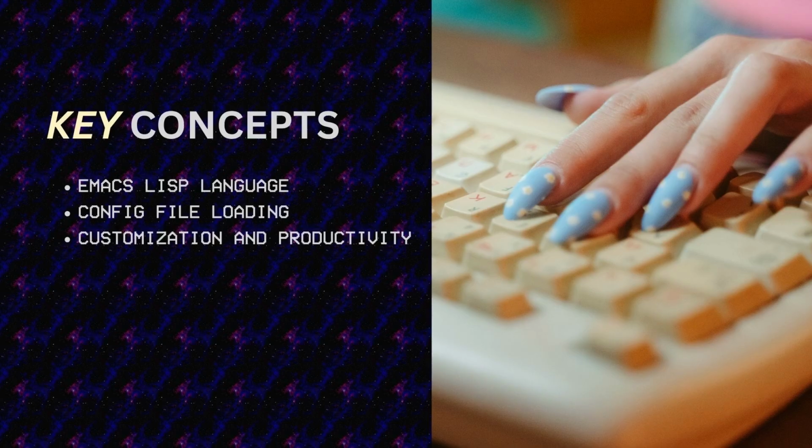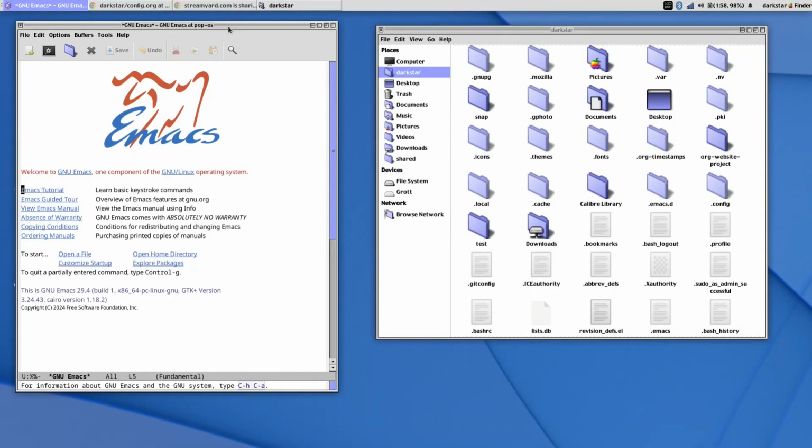Some key concepts we'll be discussing in this video: Emacs Lisp configuration language, configuration file loading at startup, balance between customization and productivity. Emacs is built and configured with a programming language called Emacs Lisp, which is a variant of an even older language called Common Lisp. But don't worry too much about that. You don't have to be an Emacs Lisp expert to start configuring Emacs, but learning the basics of Emacs Lisp can definitely pay dividends over the years as you're meticulously tweaking your Emacs environment.